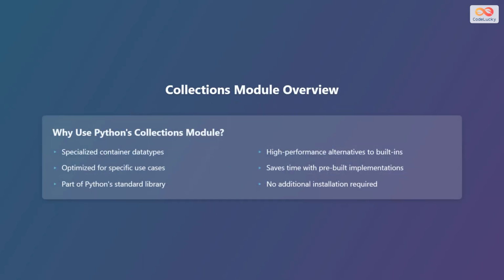Let's explore the benefits of using Python's Collections module. This module provides specialized container data types, offering high-performance alternatives to Python's built-in data structures. These alternatives are optimized for specific use cases. By using the Collections module, you save time with pre-built implementations, and it is important to note that the Collections module is part of Python's standard library, so no additional installation is required. The Collections module provides specialized data structures that offer high-performance and optimized solutions for various programming needs.